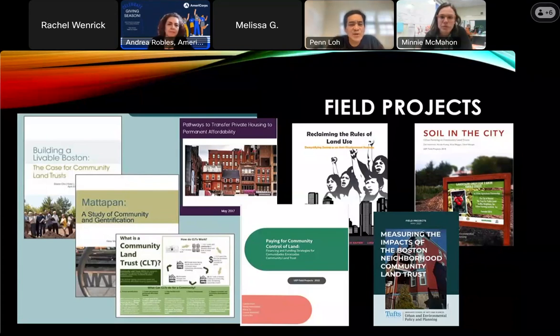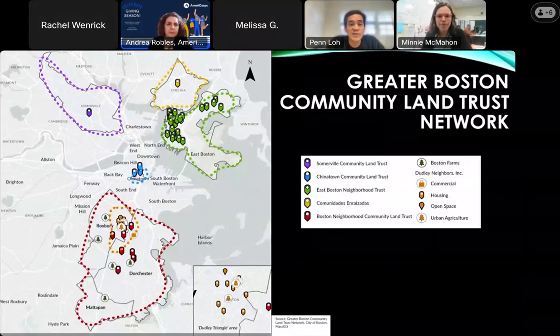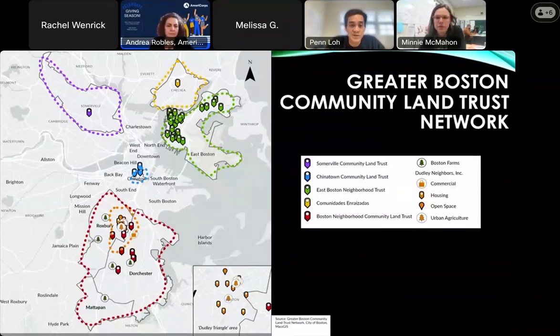Sure. Actually, if we can have the slide advance just one, I just wanted to show folks that Minnie now is helping to bring together 7 community land trusts all across the Boston area who are also building up. And this is a map that we were able to create for that report that she just talked about that came out just this past fall. And let's see, why don't we go to the next slide?